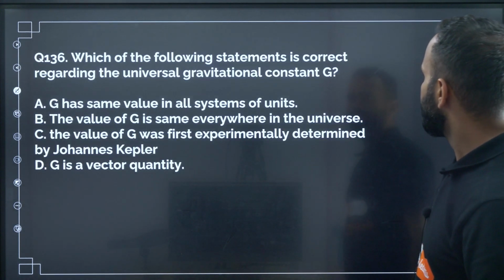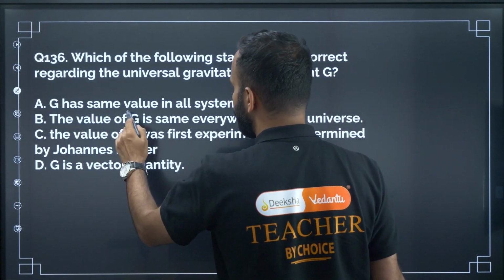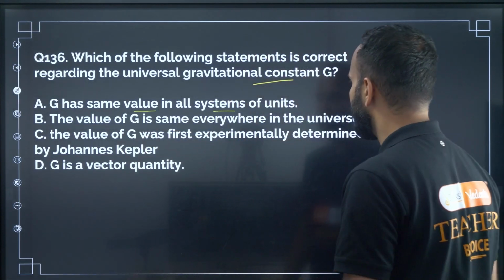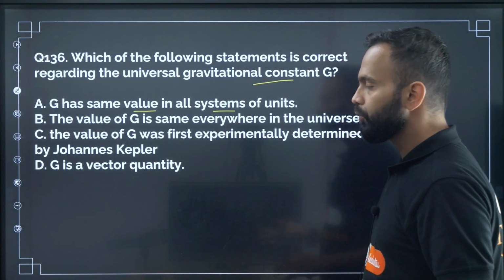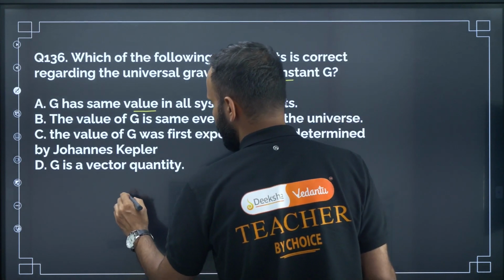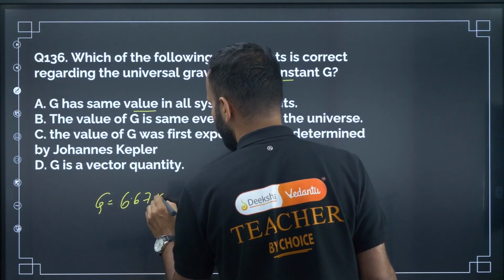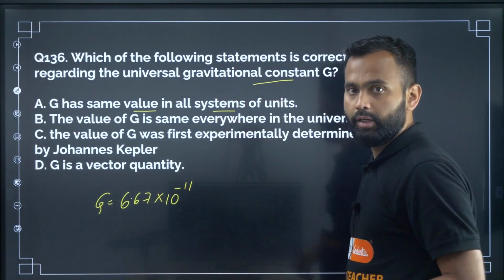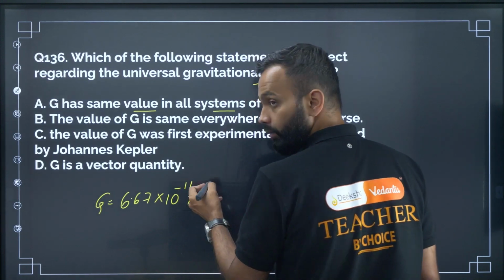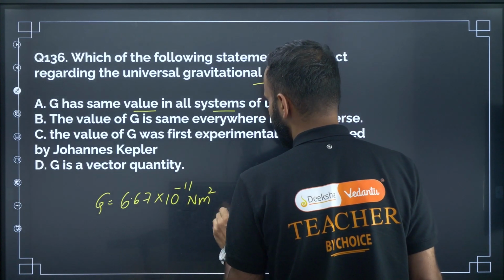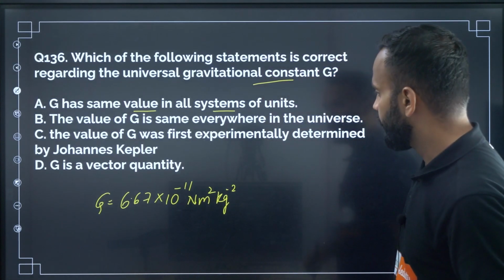Which of the following statements is correct regarding the universal gravitational constant G? G has same value in all systems of unit. Wrong, right? So G has different value for different system of units. So for SI unit, it's 6.67 into 10 to the power minus 11. What is the SI unit of the G? SI unit of the G is Newton meter square per kg square.